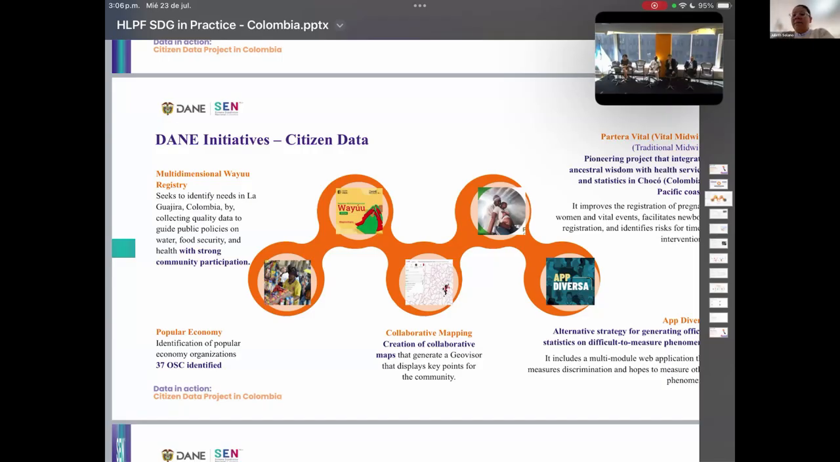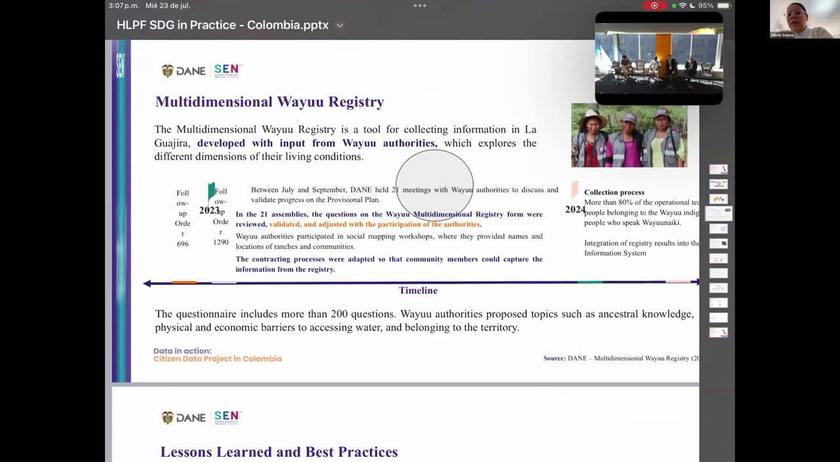We have initiatives that are being developed but are not that well established. We have the popular economy information system, and for that, we are mapping civil society organizations that produce information on informal economy in order to start the work with them around this important topic. We also have the collaborative mapping that is key for us to facilitate the process of data collection, in particular for areas of difficult access. And the App Diversa is an initiative to capture data about some SDGs based on perception information.